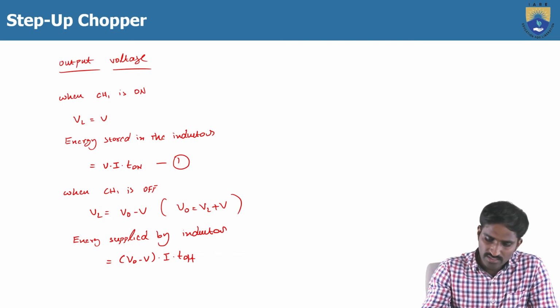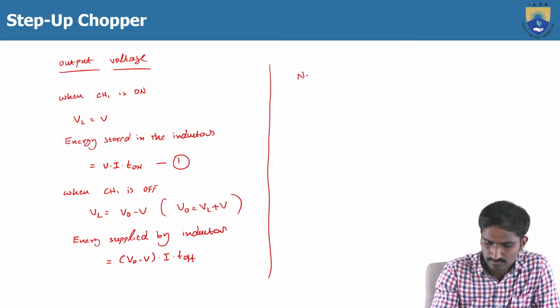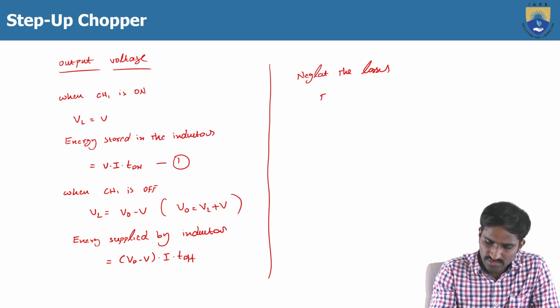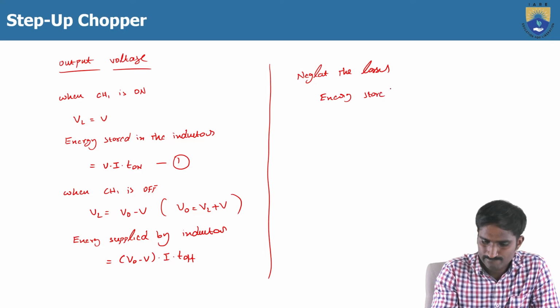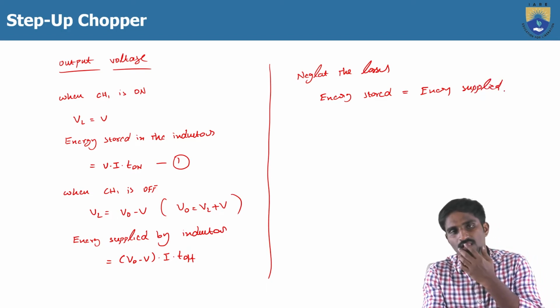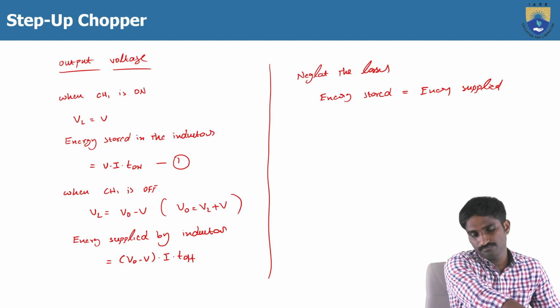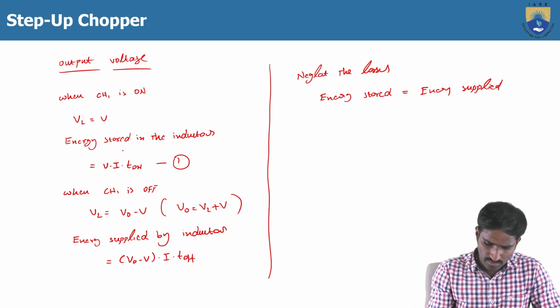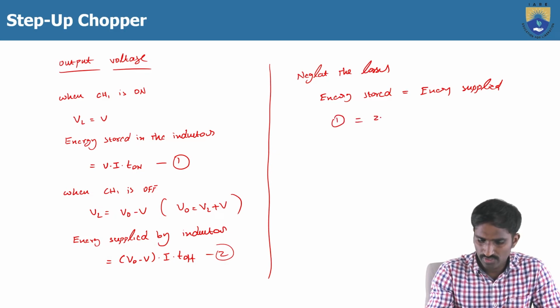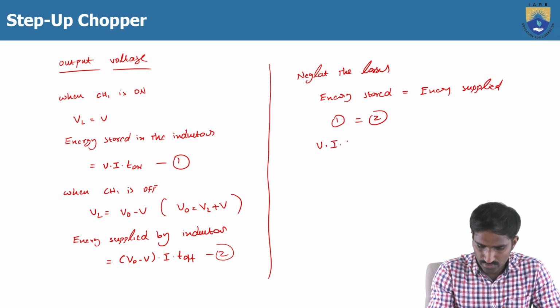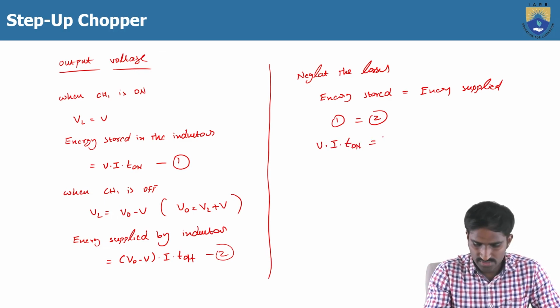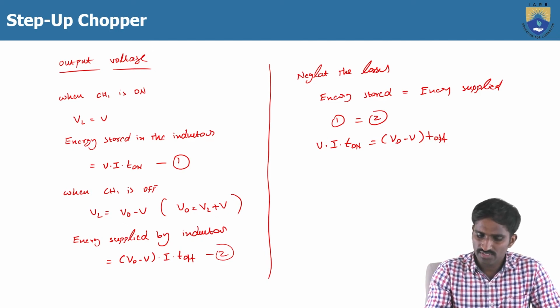Okay, so if you neglect the losses, then the energy stored is equal to the energy supplied. So in this case, I am equating equation 1 to equation 2, so that V into I into T on is equal to V naught minus V into I into T off. Okay, so let us simplify this.